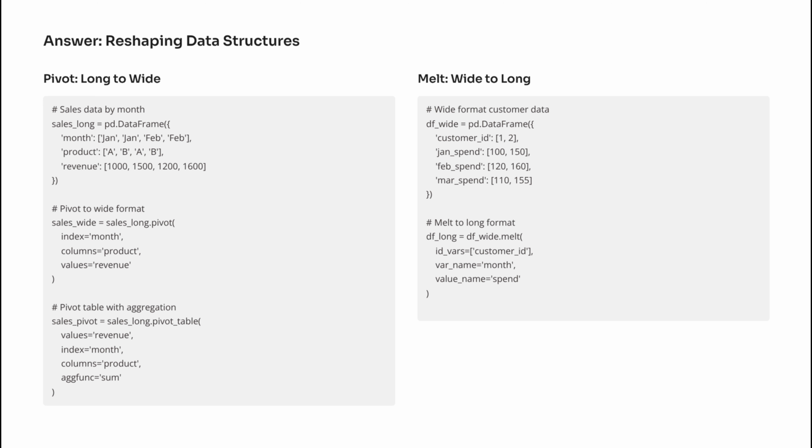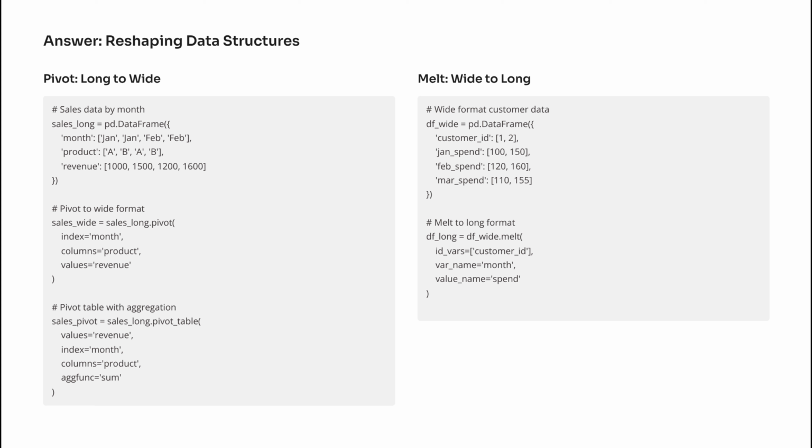Let's bring this to life with a quick example, and I'll explain it in plain English instead of reading code. Suppose you have sales data in a long format, with columns like month, product, and revenue. Each row shows the revenue of one product in one month. To pivot this data, you'd group by month and create separate columns for each product. In Pandas, you can do this with the pivot function by telling it which column holds your index, which one should become the new columns, and which column contains the values you want to fill in. Now, each row represents one month, and each product has its revenue neatly aligned across columns.